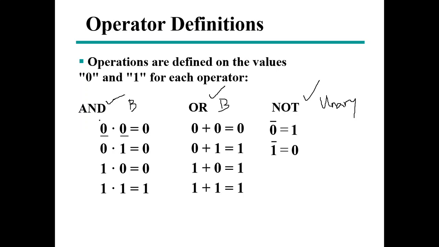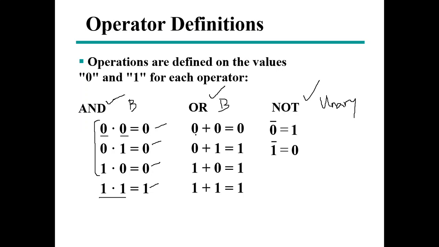So what is the AND operation? If either of these two variables is 0, if any input is 0, the output is 0. The output is only 1 if all the inputs are 1. That is the definition of AND.